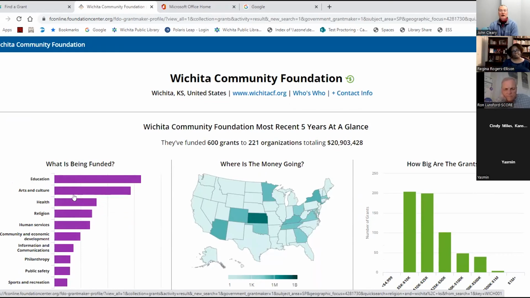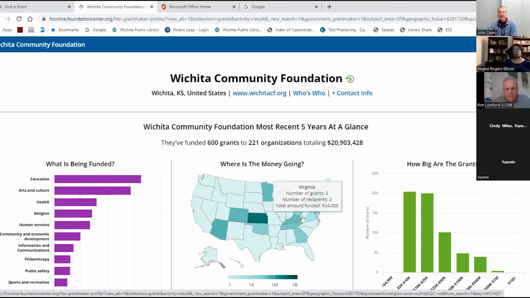So you might look for a community foundation in your particular area if you're from out of state. But Wichita Community Foundation gives a lot of money to almost all of the nonprofits here in the Wichita area. This map shows where the money is going. So it has the number of grants in the different states, the number of recipients, and also the total amount funded, over $19 million in Kansas.